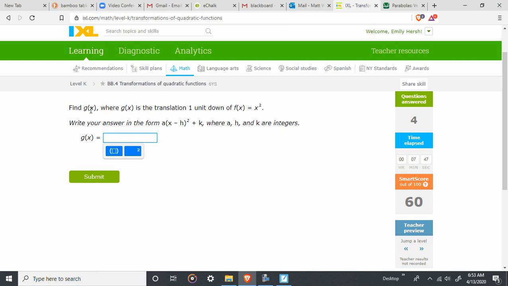Okay. Again, find g of x, where g of x is a translation 1 unit down. Again, all we're worried about is the down part. We went down 1, so h didn't change. We went down by 1. Okay, 4 units right. Well, right is in the positive direction, so we need to say that is the opposite. Okay, again, nothing about moving up and down. You just leave it right there.